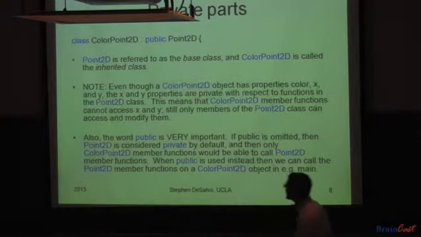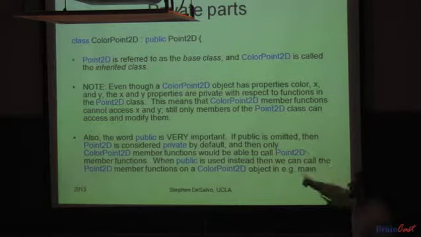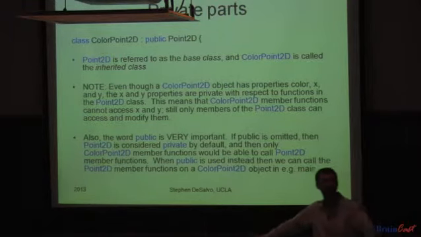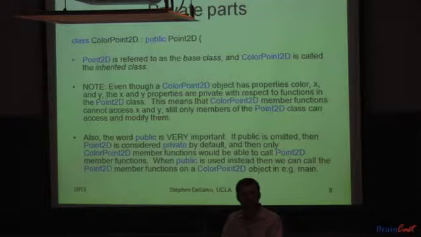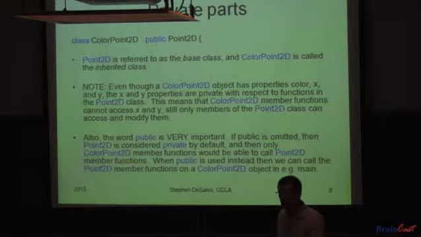Okay, now second bullet point. Even though a color point2d object has all of the properties of a point2d object, including the x and y, it gets its own x and its own y. It gets its own point2d object with an x and a y. It cannot just access the x and y properties as if they were its own properties. Okay? Think about that for a moment.